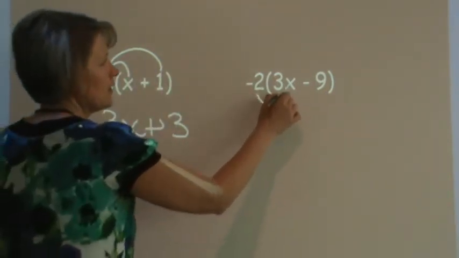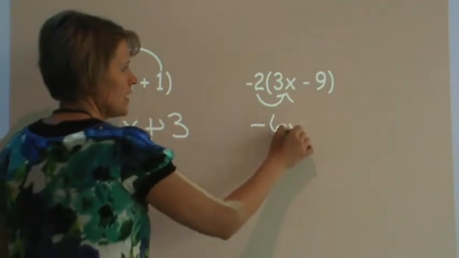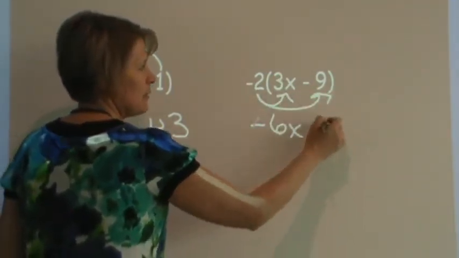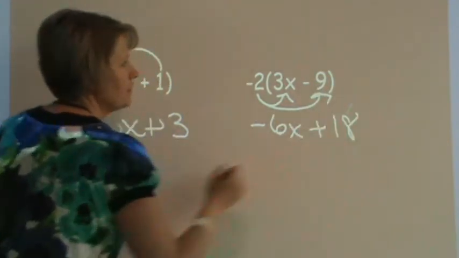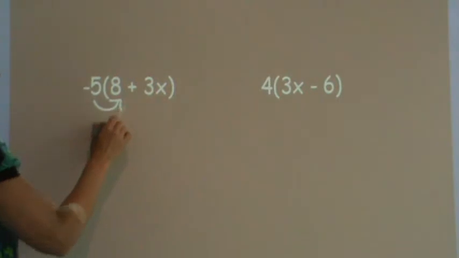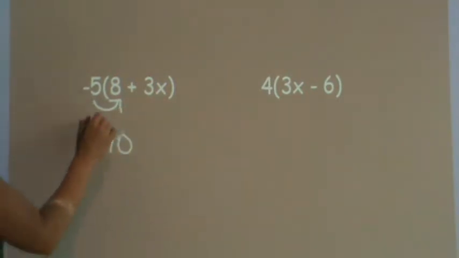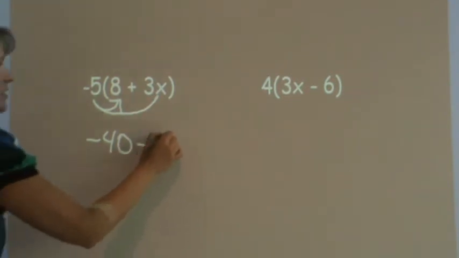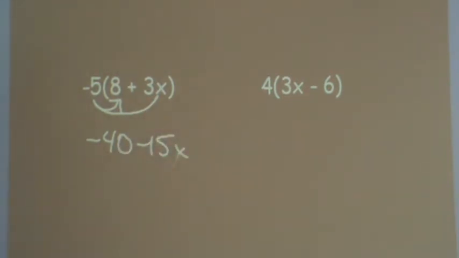So in this one, negative 2 times 3x is negative 6x, and negative 2 times minus 9. Negative times negative is positive, 2 times 9 is 18. Okay? Negative 5 times 8, negative 40. Negative 5 times 3 is minus 15, and then we have our x there.